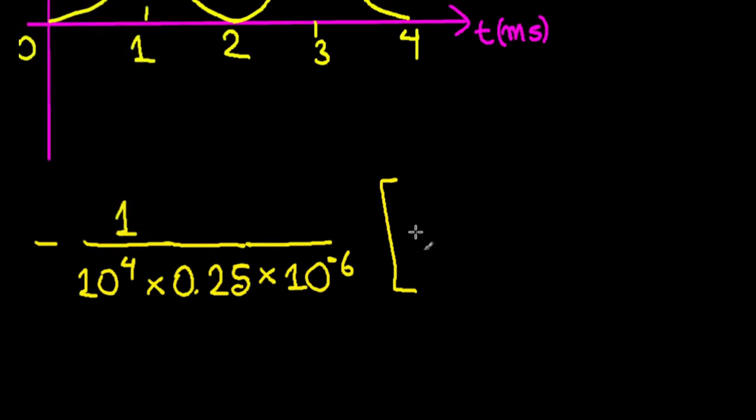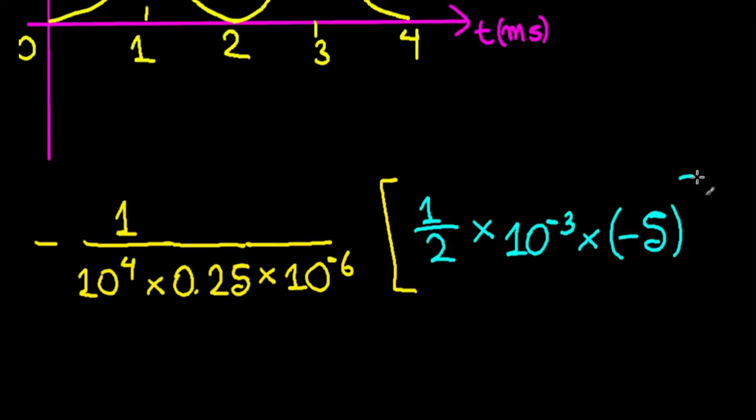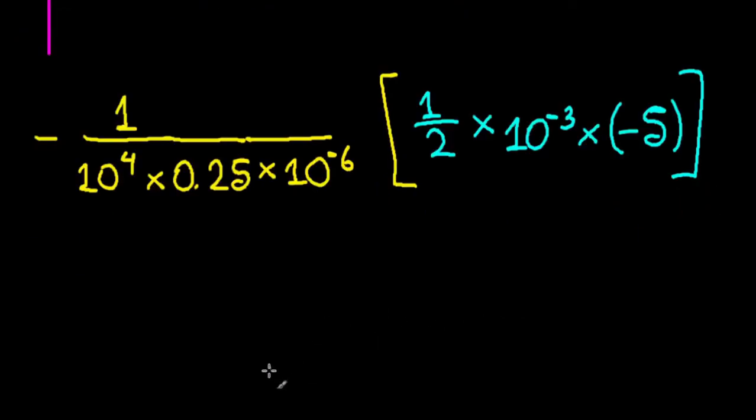Half into 10 to the minus 3, into negative 5. Negative 5. All right, so let's simplify this.